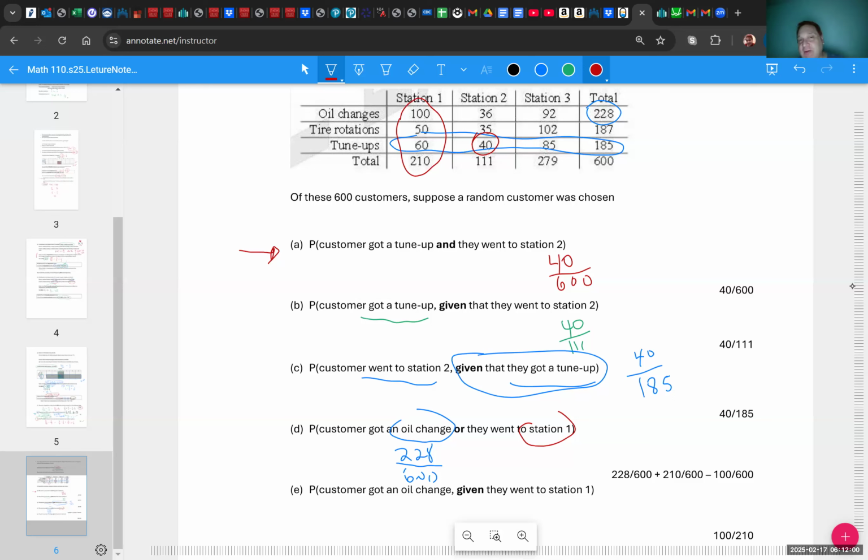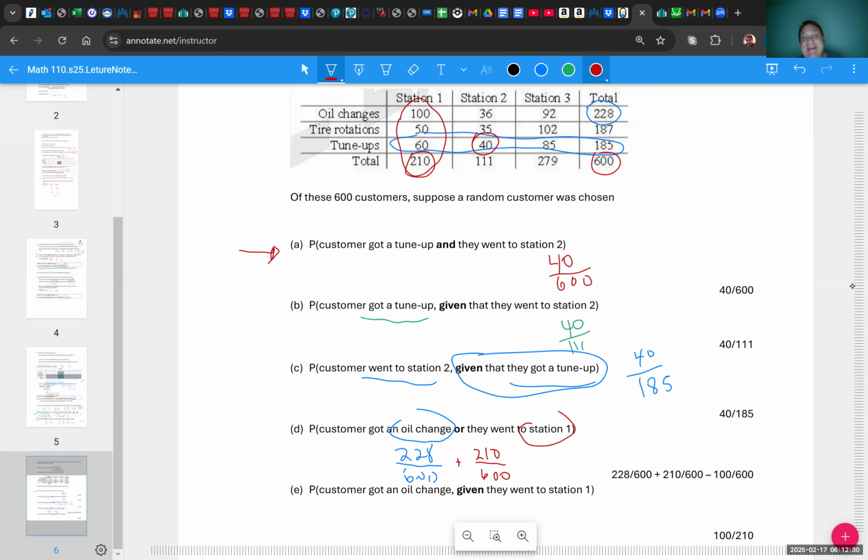So there's 100 oil changes at station one. There's 50 tire rotations at station one. There's 60 tune-ups at station one. There's 210 events that occurred at station one. I want to say they went to station one. So there are 210 things that could have happened: 100 oil changes, 50 tire rotations, 60 tune-ups. So it's 210 out of the 600.